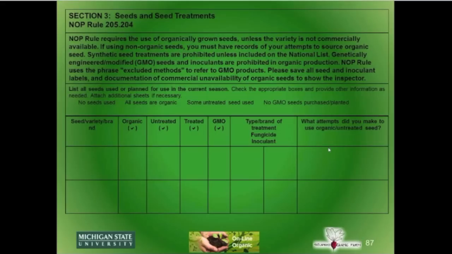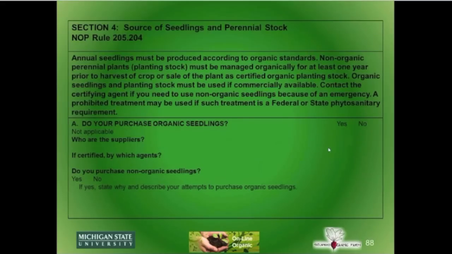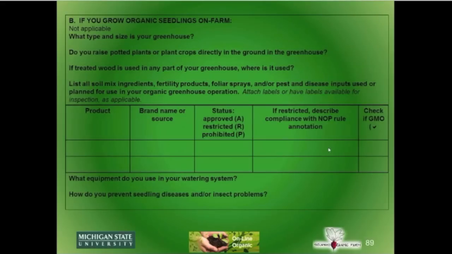attra.org, and you would have to fill out forms that talk about where you got your seeds, whether they are organic, making sure they're not treated. If you purchase organic seedlings, you know, who grew them and how are they certified and who certified them.